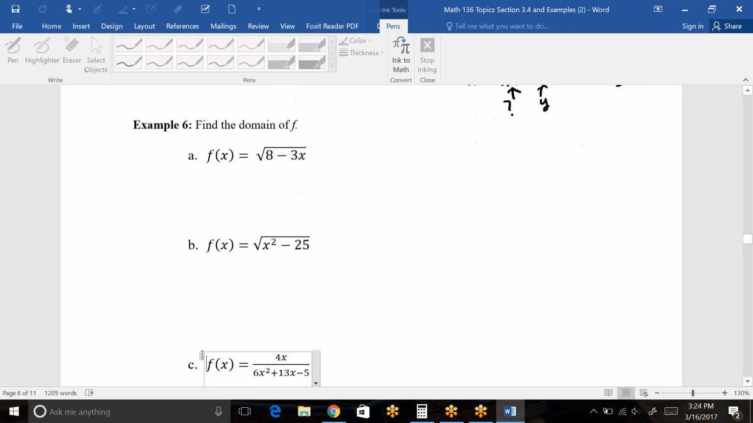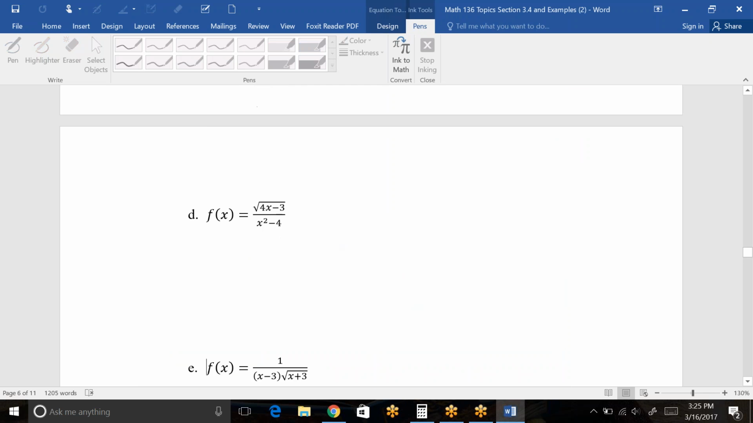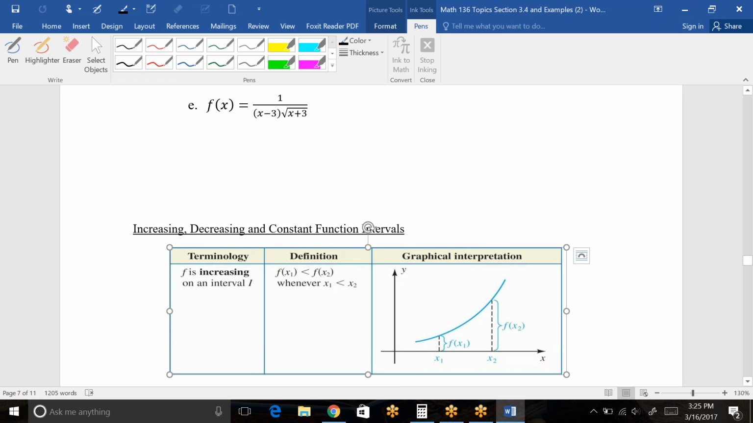Okay, for number 6, we did almost all of these in class. I saved one for the video. If you're trying to find the domain of a function from the equation, you have to look for some key things. First of all, are there x's in the denominator, and are there square roots? Those are the two big ones that we've encountered so far.